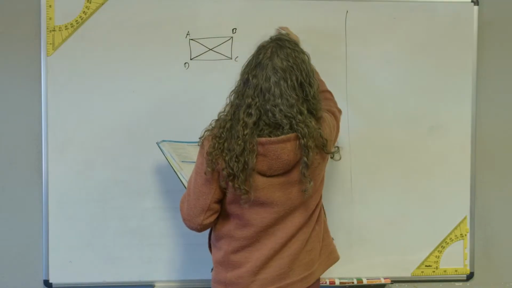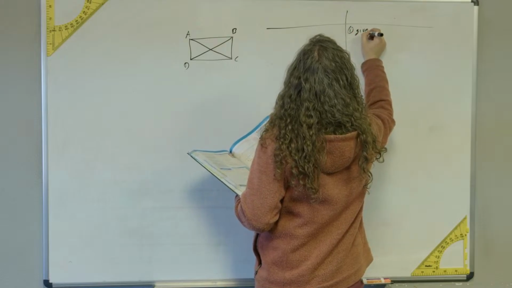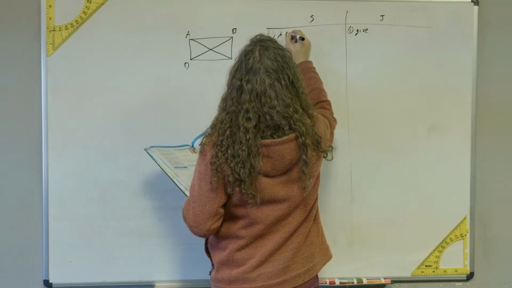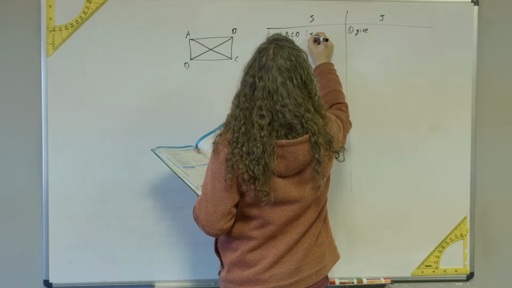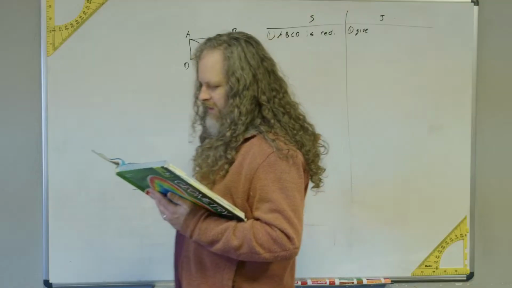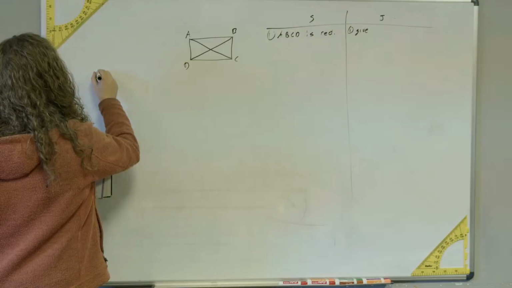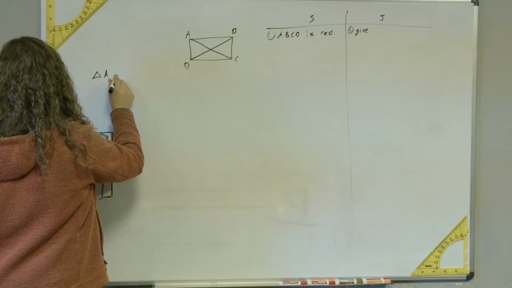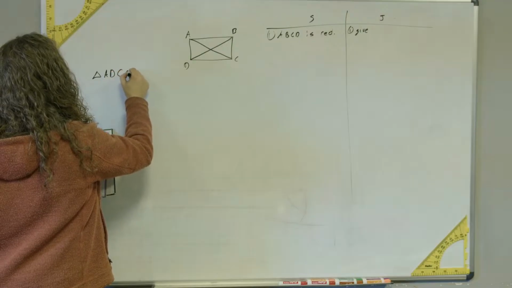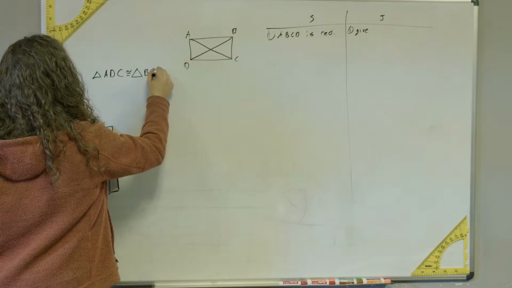We are given that ABCD is a rectangle. Okay, so all the things that are true about rectangles are true about it. We want to prove that triangle ADC is congruent to triangle BCD.